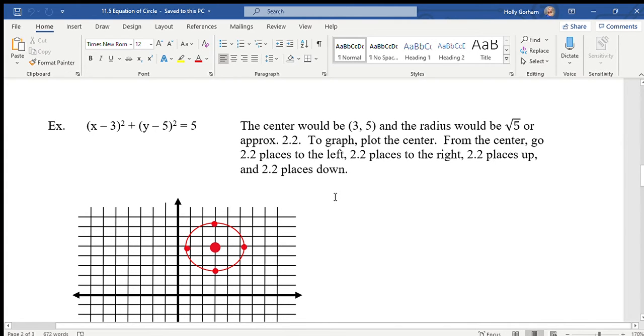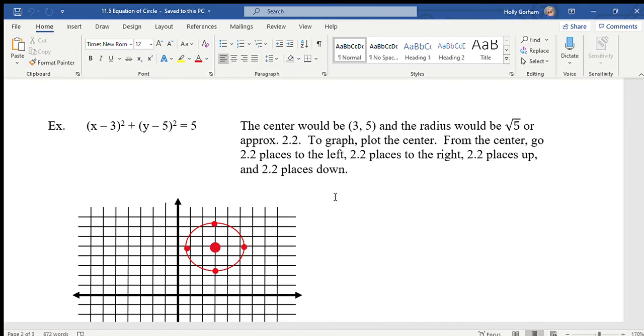For this next one, you've got (x − 3)² + (y − 5)² = 5. So the center would be the ordered pair (3, 5). The radius, you would have to take the square root of 5, which is approximately 2.2 on your calculator. So if you were listing the radius, you would write square root of 5. In order to graph it, though, you have to use the 2.2.